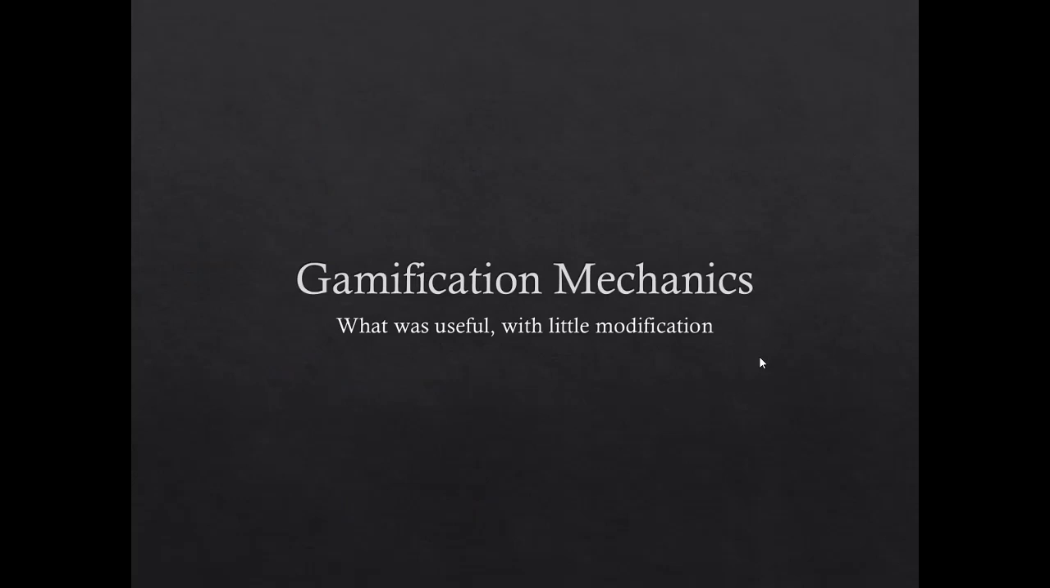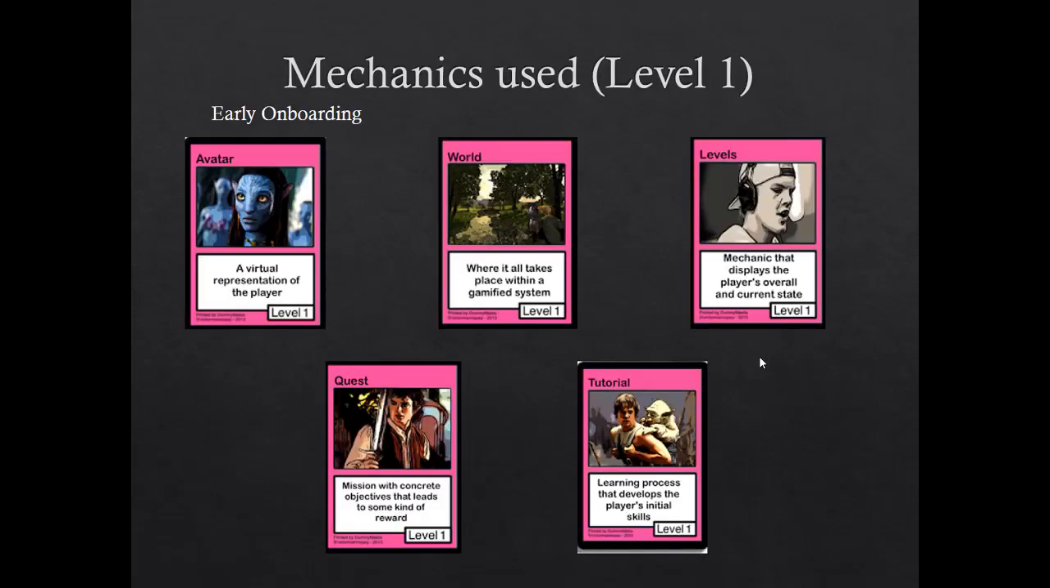So, gamification mechanics. These are the things that were useful with very little modification. So, from early onboarding, things like an avatar, and most learning management systems have a way of representing the person in the course, be it with a picture of themselves or a picture of one of their favorite game characters or what have you. But it's a way of getting learners to demonstrate their individuality and getting a sense of who they are. That way, when you're discussing things in the forum, it's not just a nameless question mark that's popping up with a picture.